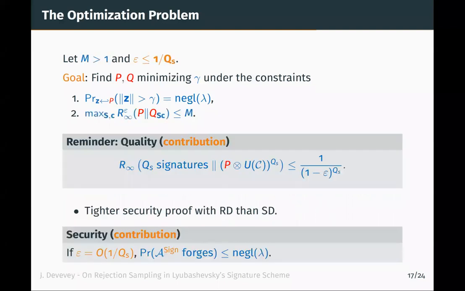Next is why do we take epsilon at most 1 over QS, which is the number of signature queries? It's because if you remember the quality analysis, when you plug in the fact that you will do QS signatures and everything, then you do the security proof. So you indeed find the tighter security proof with Rényi divergence rather than statistical distance. And it allows you to take epsilon bigger, of the order of 1 over QS.